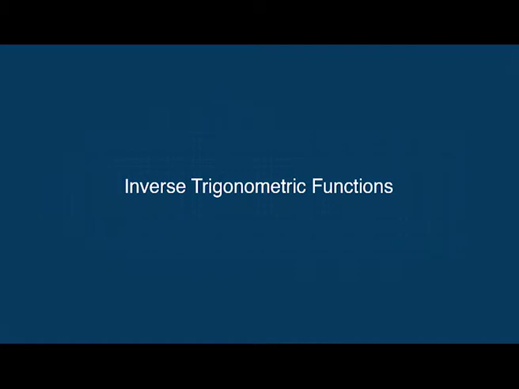Now, inverse trigonometric functions. A function f(x) is periodic if there is a positive number p such that f(x + p) = f(x) for all x. The smallest such value of p is the period of f.